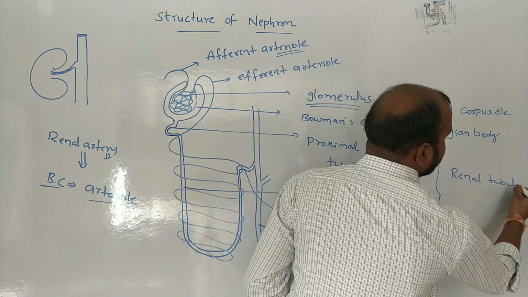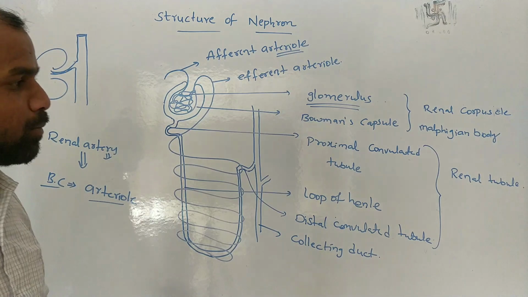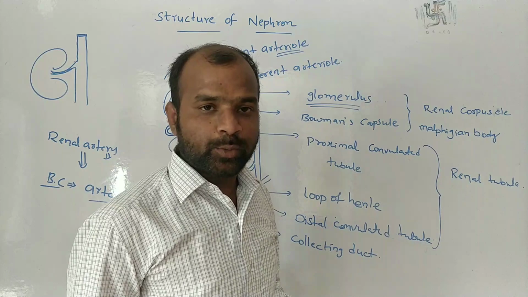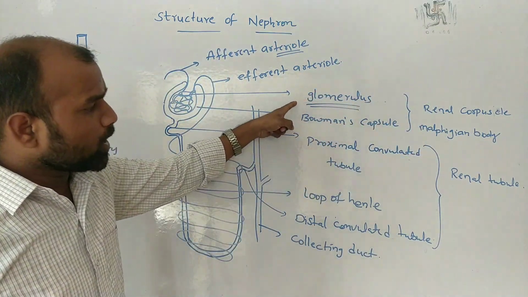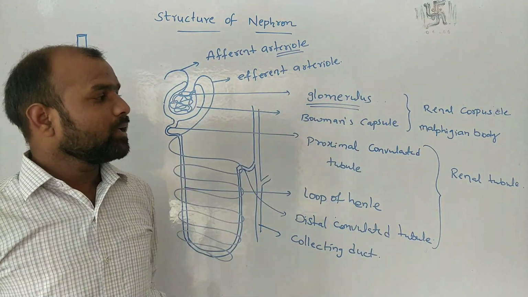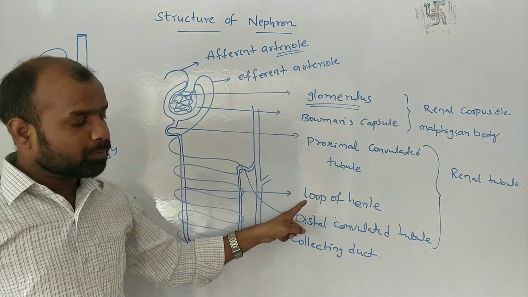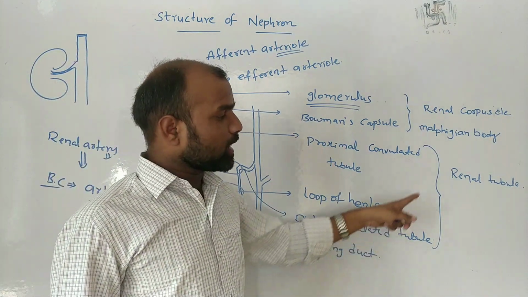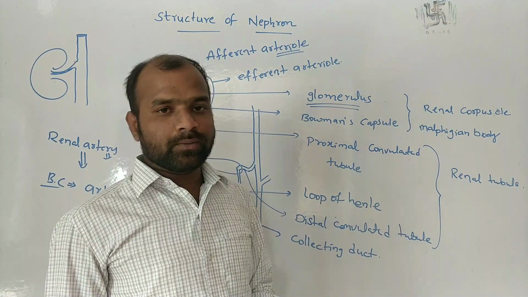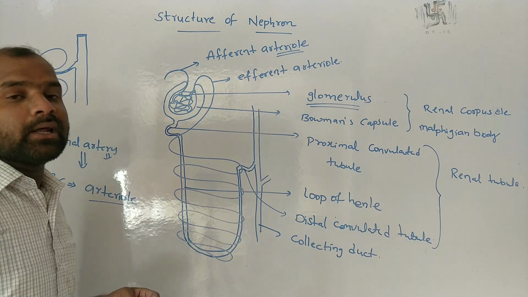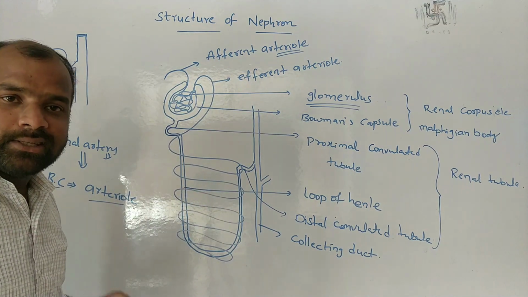So each nephron consists of two major important parts. One is the renal corpuscle or Malpighian body, the second one is the renal tubule. The renal corpuscle means the glomerulus and Bowman's capsule together, whereas the proximal convoluted tubule, loop of Henle, distal convoluted tubule and collecting duct are called the renal tubule. Each nephron is present on the inner side of the kidney. There are more than a million nephrons on the inner side of the kidney.